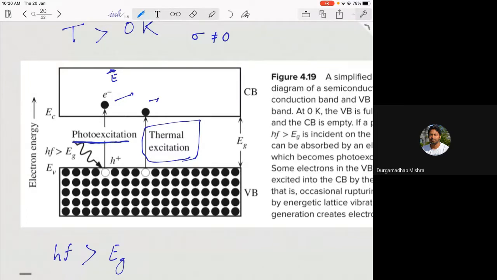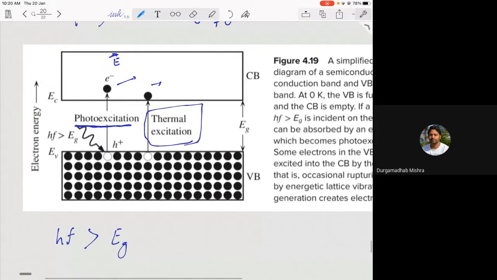If you plot conductivity as a function of temperature, we saw that when you plot resistivity as a function of temperature, the resistivity of a semiconductor goes down. That means the conductivity goes up, and that is because you can excite electrons from the valence band to the conduction band, where these electrons can move or drift due to the applied electric field, and you have a conductivity.